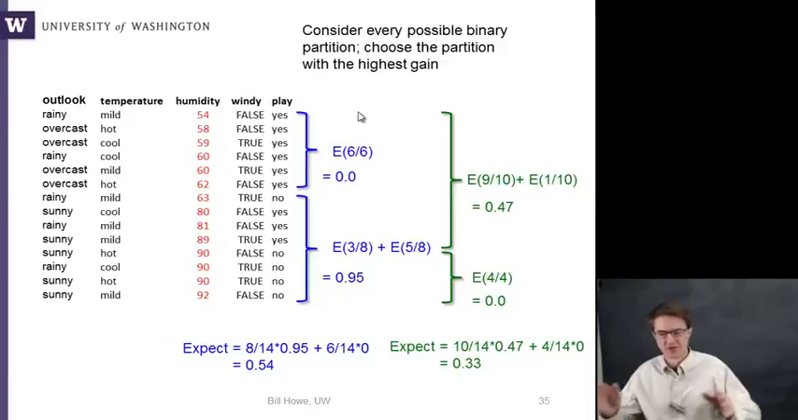Okay, so again, we consider every possible binary partition and choose the partition with the highest gain as a way to turn any continuous variable into a discrete variable so that you can work on this. And you could actually do this more with, instead of just true false, or instead of just high low, you could also pick more buckets to have an even higher fan out.